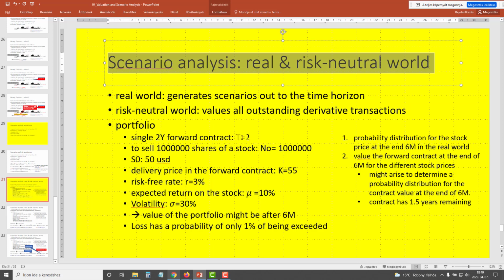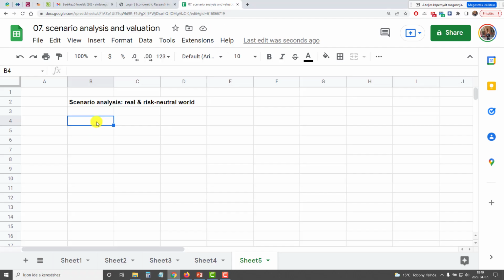Okay, so big T will be 2. The problem is that we will have multiple T's, so let's say T of contract, or let's say total, 2 years.